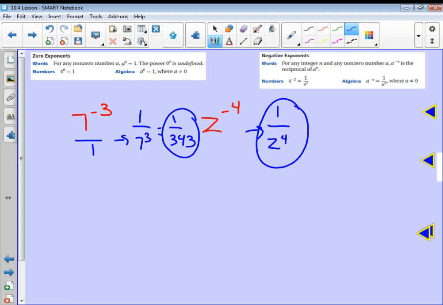Okay, so on the first one, we ended up with the reciprocal of 1 over 7 to the third power, and then that became 1 over 343. And on our second one, we had a variable or a letter there, so all we could do was go ahead and do the reciprocal to get rid of that negative, so it became 1 over z to the 4th.